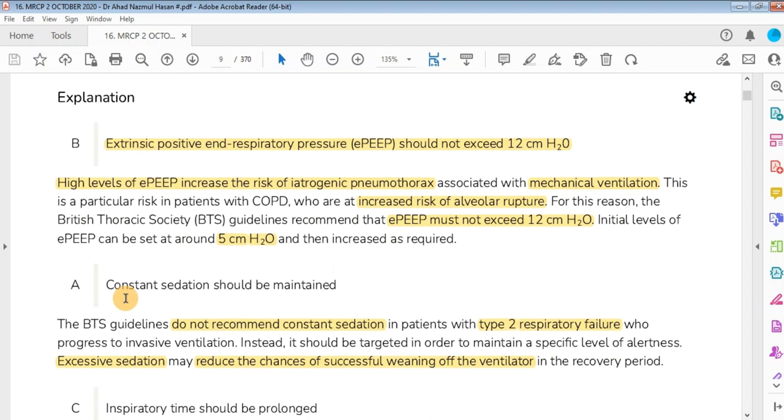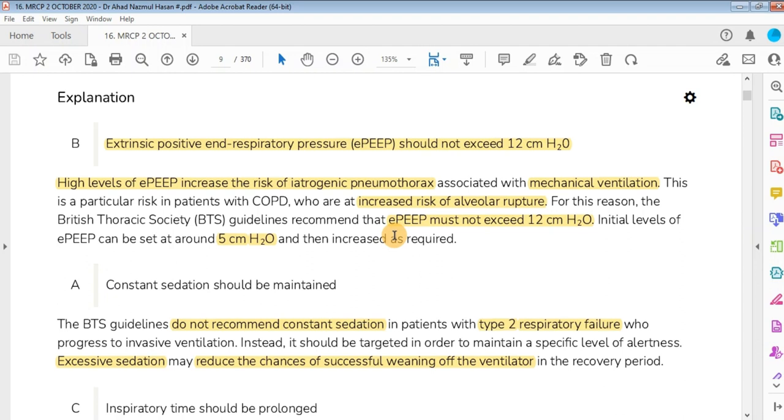High levels of EPAP increase the risk of iatrogenic pneumothorax associated with mechanical ventilation. This is a particular risk in patients with COPD who are at increased risk of alveolar rupture. For this reason, the BTS guideline recommends EPAP must not exceed 12 cm of water. Initial level of EPAP can be set around 5 cm of water. So E is the fifth letter of the alphabet, start at 5 cm. I is the ninth letter of the alphabet, so IPAP should be started at 10 cm initially.